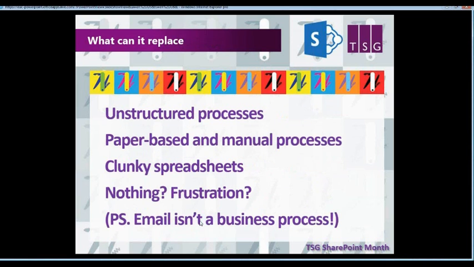Unstructured processes, okay? I've put at the bottom here in brackets, PS, email isn't a business process. A lot of people run processes via email, but that's not a process, that's just a communication. There's no structure behind it, there's no audit trail. As we've discussed previously, paper-based and manual processes, clunky spreadsheets, or maybe just frustration at the fact that you've got nothing in place to manage a particular process.